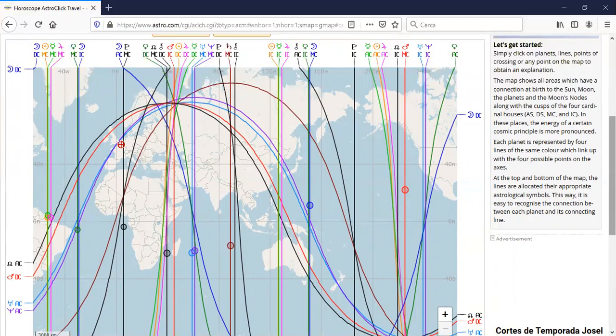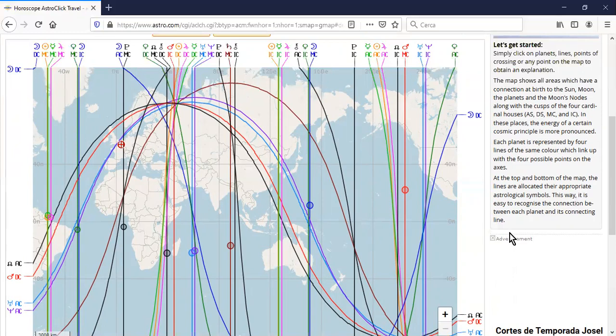In any case, you need to check also the relocation chart, which will be the second part of the video, to have a bigger picture of how a place is going to affect you. So, how to interpret this map? Let's look, for example, this circle with the cross is going to be your birthplace.